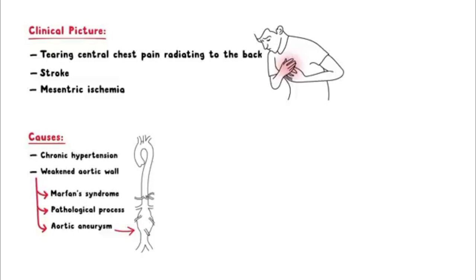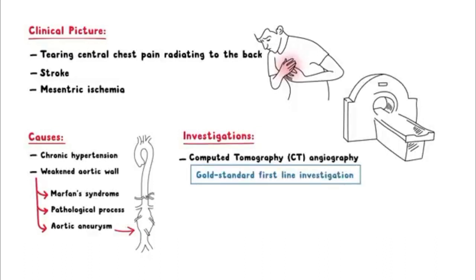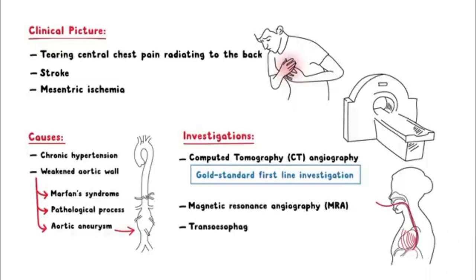The current gold standard first-line investigation for an aortic dissection is a CT angiogram. However, MRI angiograms, so MRA, and transesophageal echocardiogram can also be used.